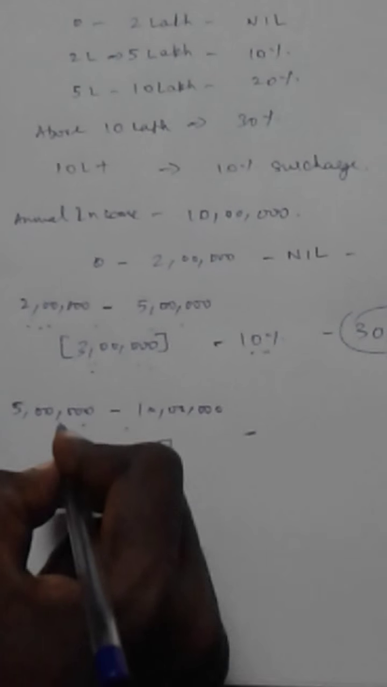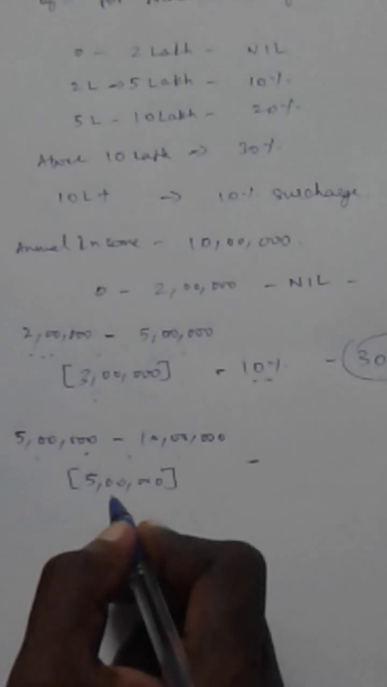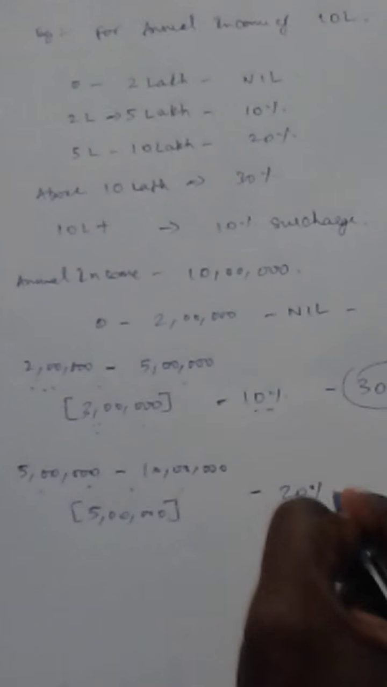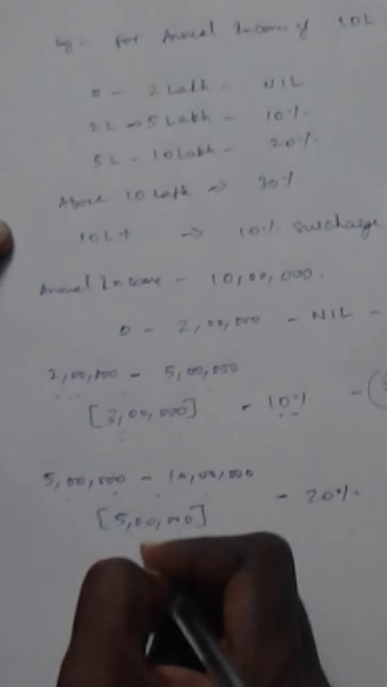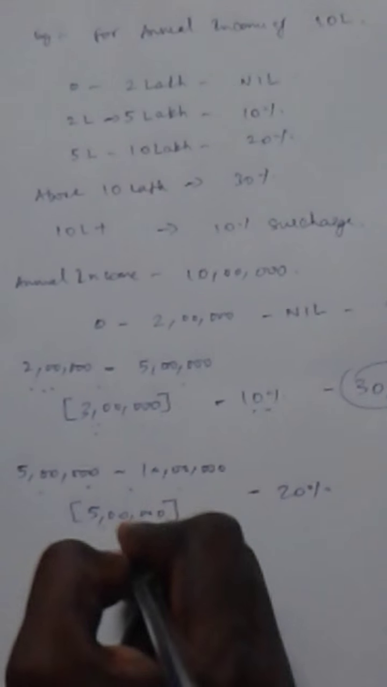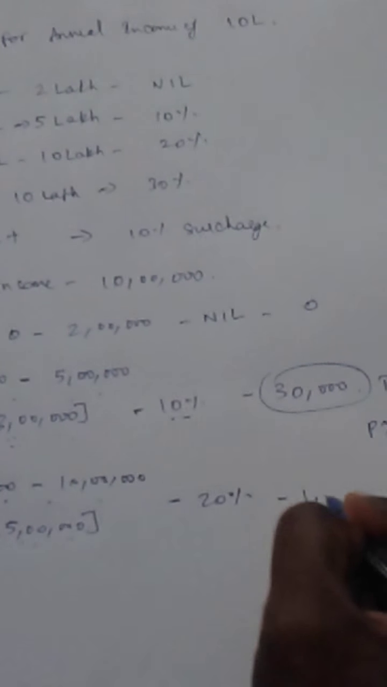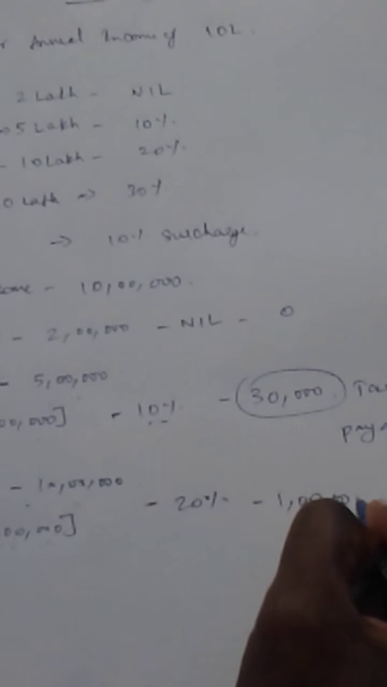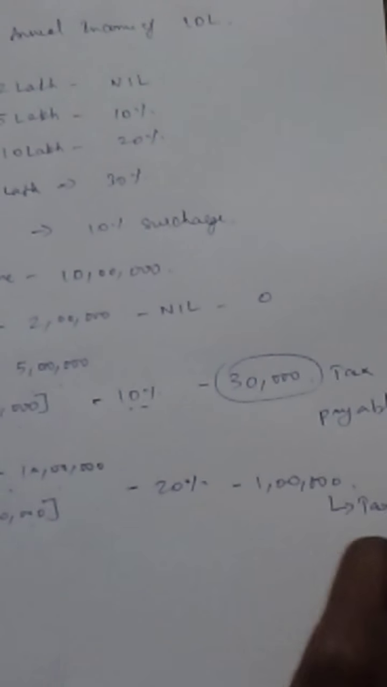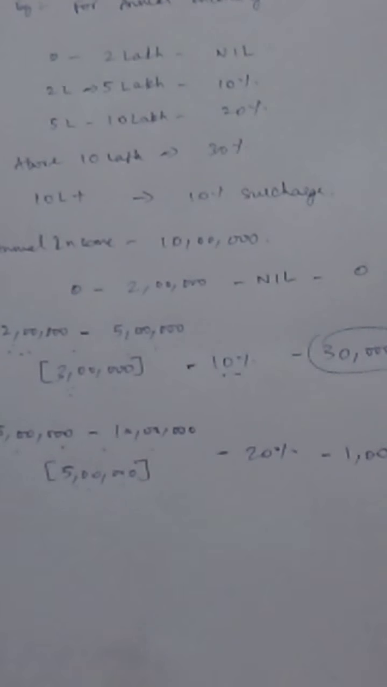If your income is 5 lakh to 10 lakh, you have to pay 20% of the 5 lakh, the difference amount. 20% of 5 lakh, you all know, is going to be 1 lakh. 1 lakh will be your tax payable. All right.